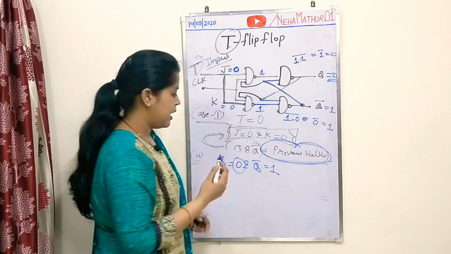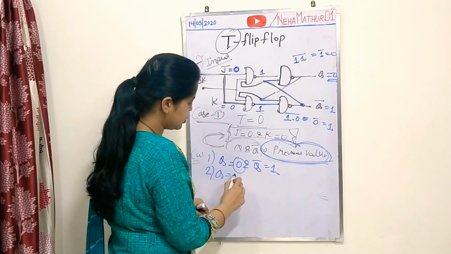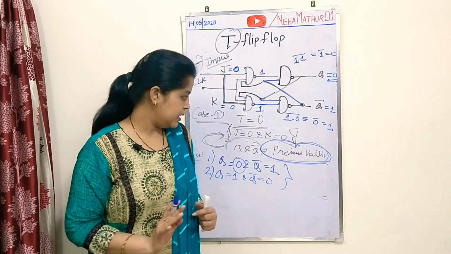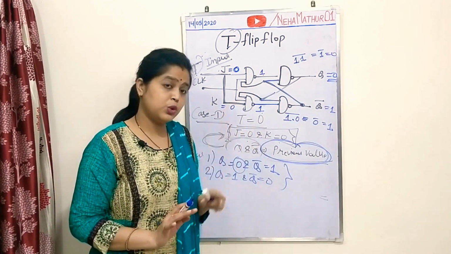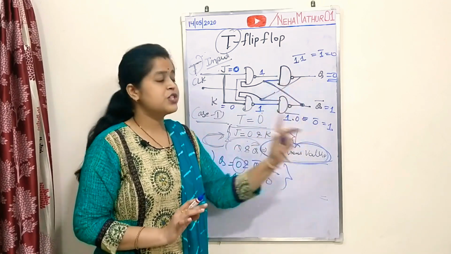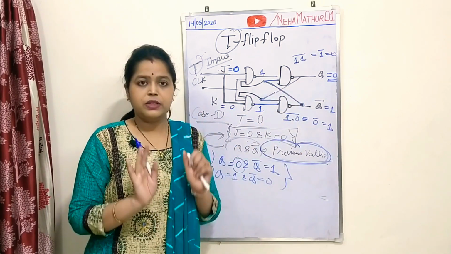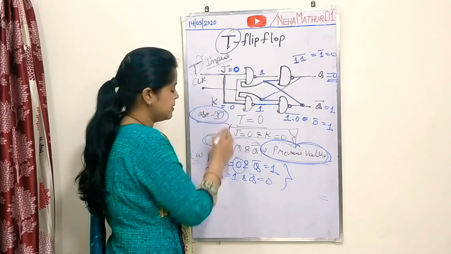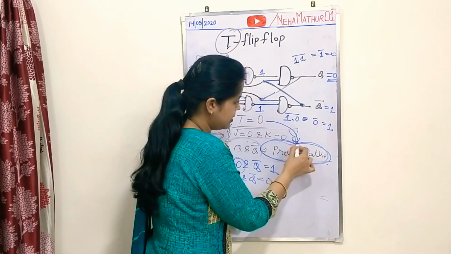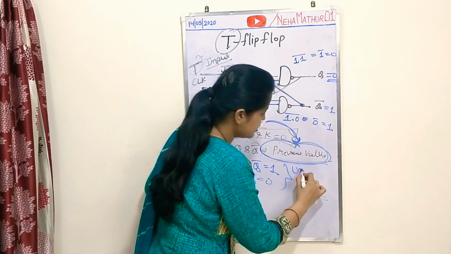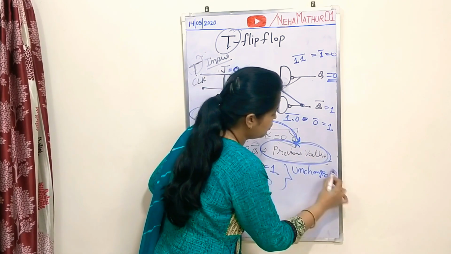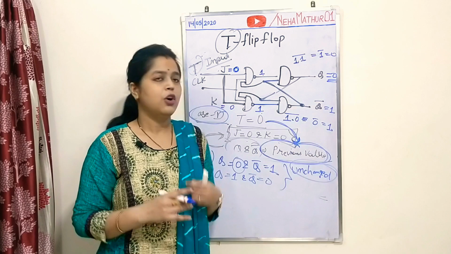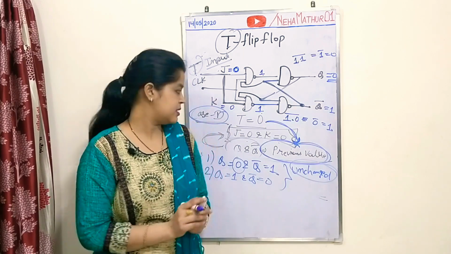That means 0. And if you are assuming Q is equal to 1 and Q bar is equal to 0, it will again follow the same concept. That means for J equal to 0 and K equal to 0, that means when T is equal to 0, the calculation of the output depends on its previous state. Without assuming its values, you cannot predict what the output will be. This is the reason that in this case, the T flip-flop also depends on its previous value. That means you can say that the output will remain unchanged. Your output will not change. It will depend on its previous value, or it will hold its own previous state. This is your case 1.